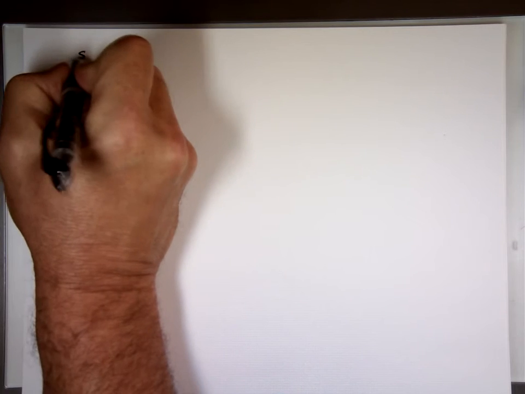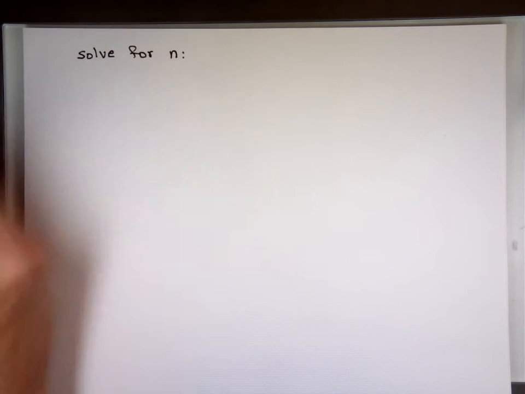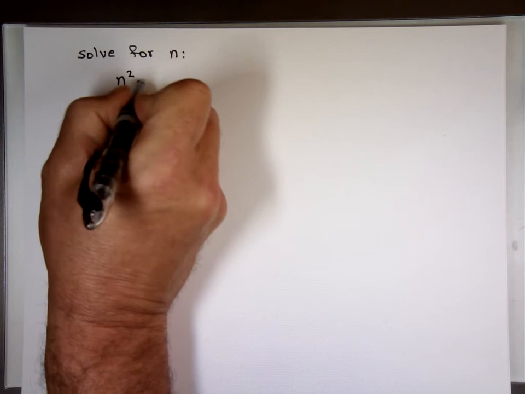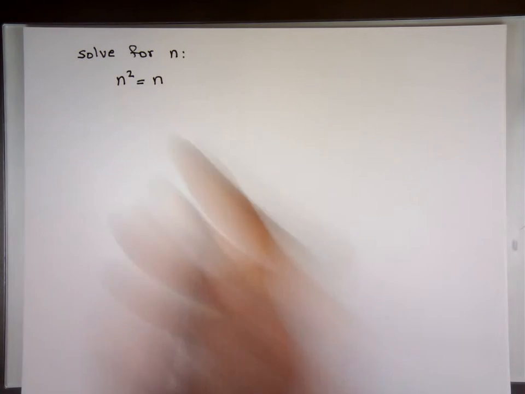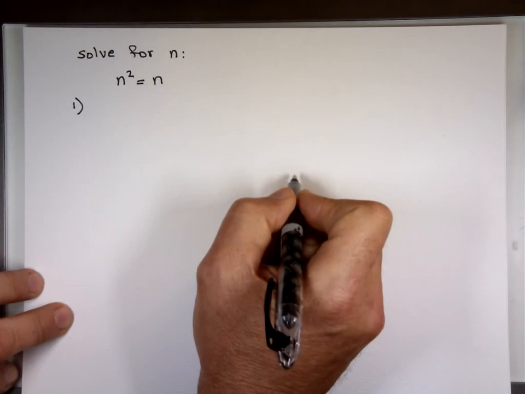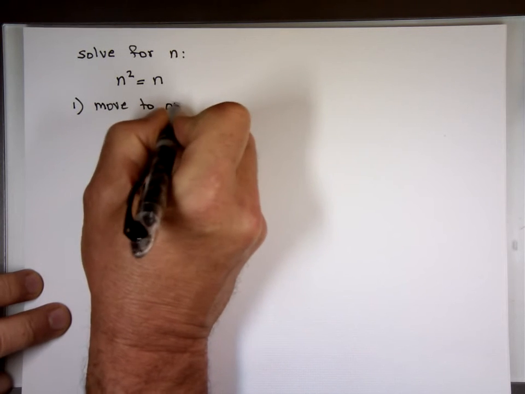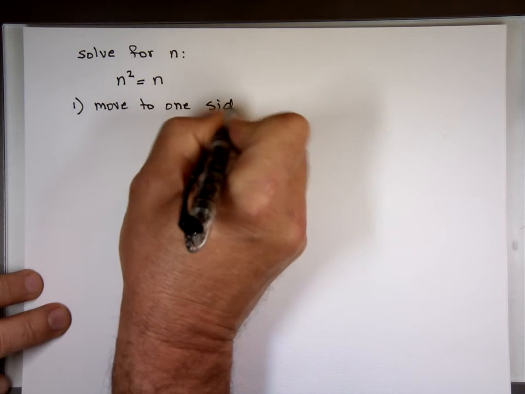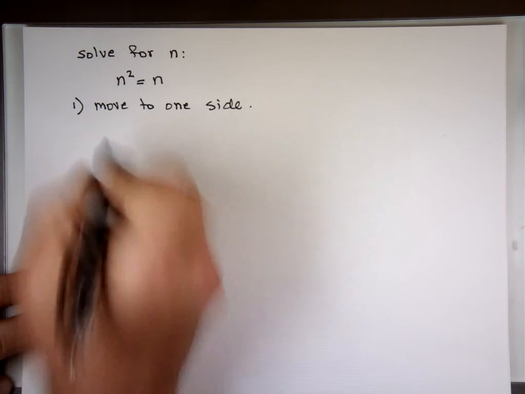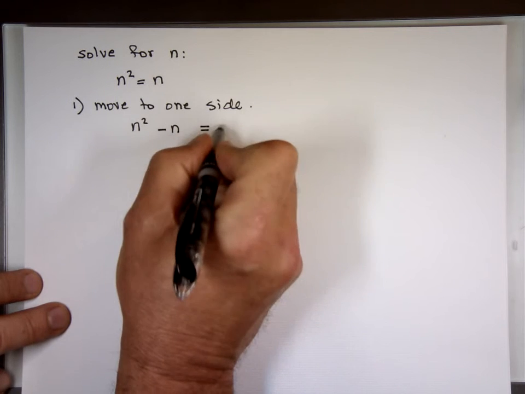Solve for n. n squared equals n. Step number 1, move to one side. So n squared minus n equals 0.